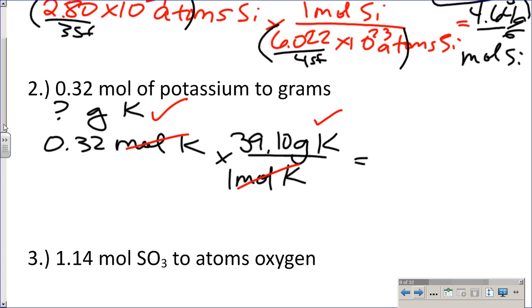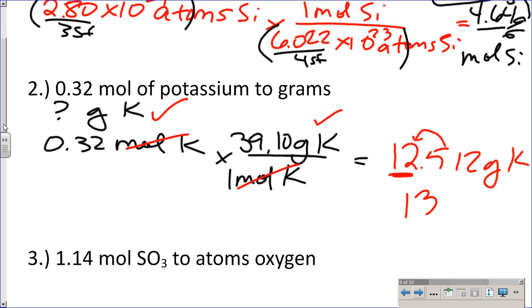Okay, so now we've got to calculate. What's like a third of 39? Like 13, 14? So 12.512 grams of potassium. Sig figs. What's my limiting sig fig here? Then round. They're 2 sig figs, just these 2, but the 5 rounds the 2 up to 13. You get back into it. You just gotta get sig figs back in the forefront of your mind. You haven't seen them in a while.